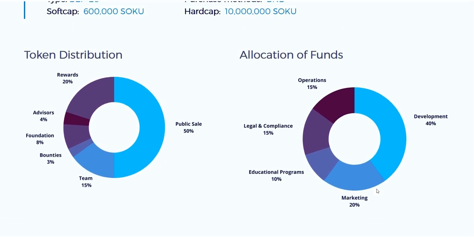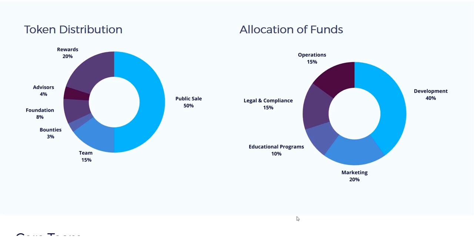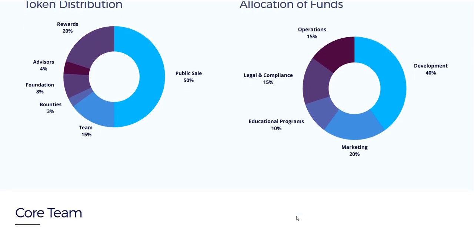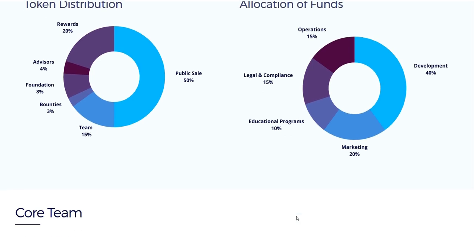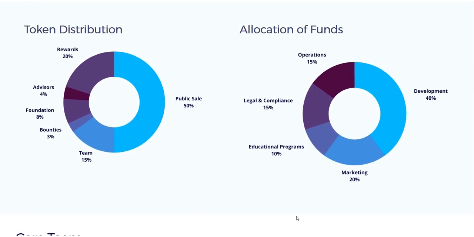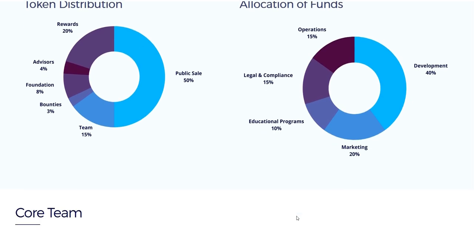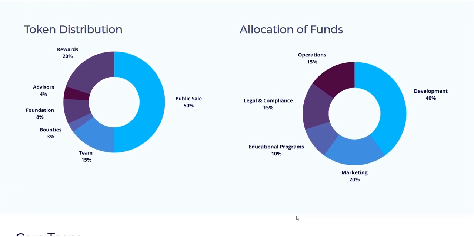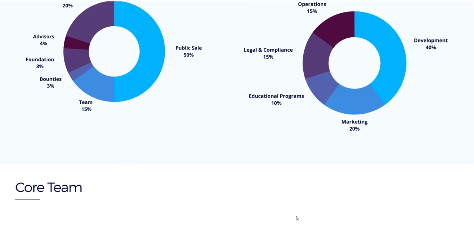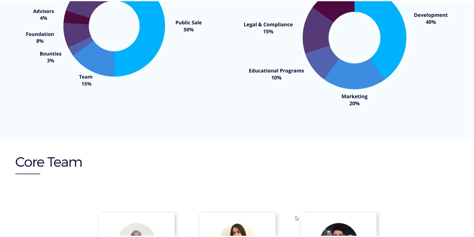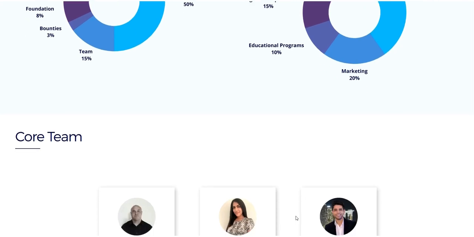20% of the tokens are for rewards, 4% for advisory, 8% for foundation, 3% for bounties, 15% for team, and 50% for public sale. The funds are allocated across 5 categories: 15% for operation, another 15% for legal and compliance, 10% for education program, 20% for marketing, and 40% for development.